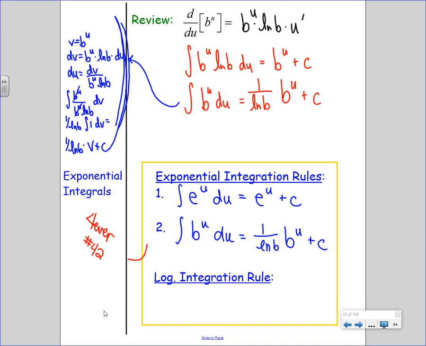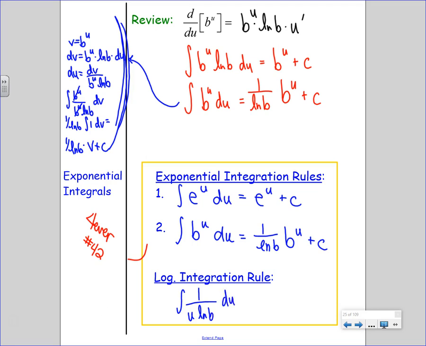Just because b to the u has a nasty 1 over ln of b, it's the same thing with log. So if you ever had the integral of just log base b of u. Now wait a minute, hold on, you wouldn't have that, would you? Because we need to figure out, in order to equal it, what is the derivative of log base b of u? Isn't it just 1 over u ln of b?